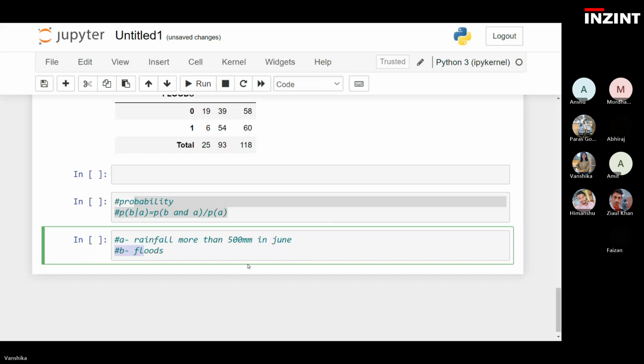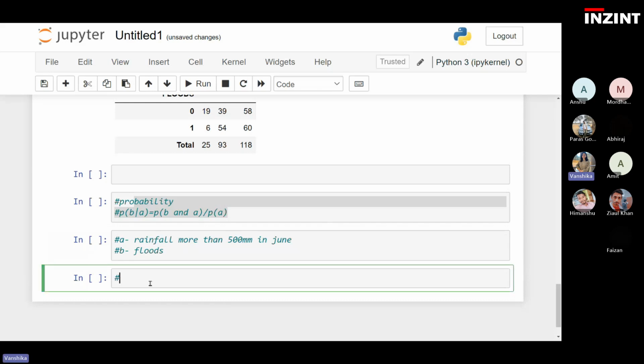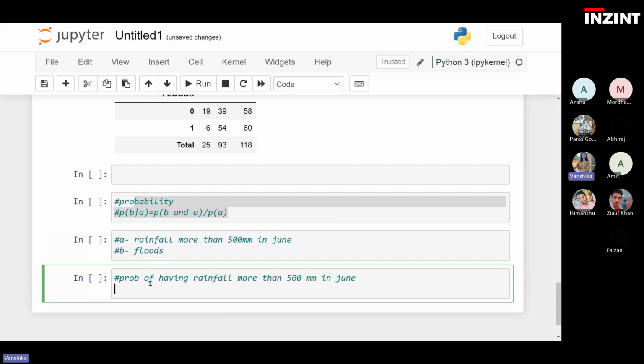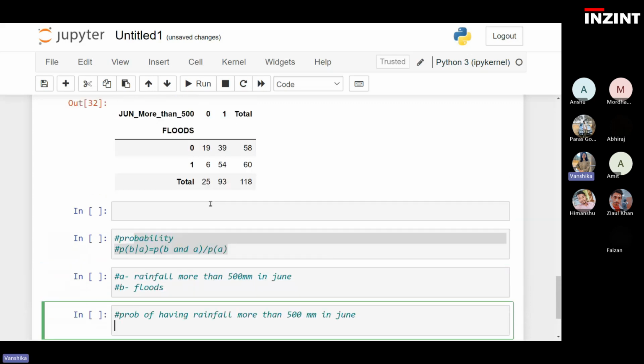ठीक है. So सबसे पहले what do we need to do? We have to calculate their individual probabilities, right? One or the other way we are going to use it. So let's calculate. Firstly we'll calculate what is the probability of having rainfall more than 500 millimeter in June. Okay. Now can you tell me how many times rainfall occurred in June? Looking at this data, what are the total cases that rainfall occurred in June?